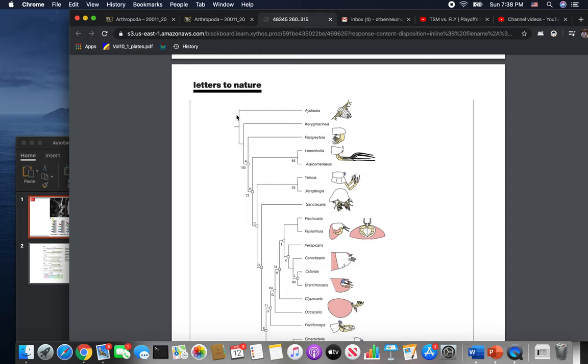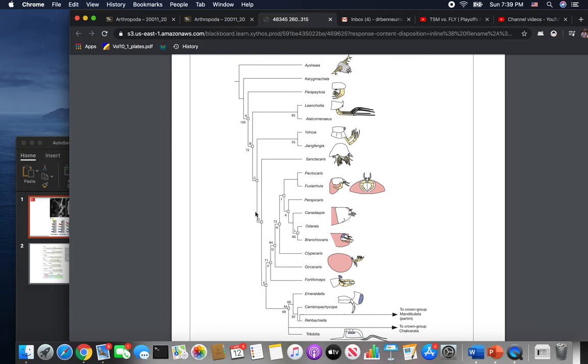And so if you're looking at the very primitive branches on the tree, everything that's over here, you see that they each just have one modified leg at the front. Sometimes it's a little grasping leg for holding on to food and presumably passing it into the mouth. Sometimes we're not really sure what you could do with a leg like that.